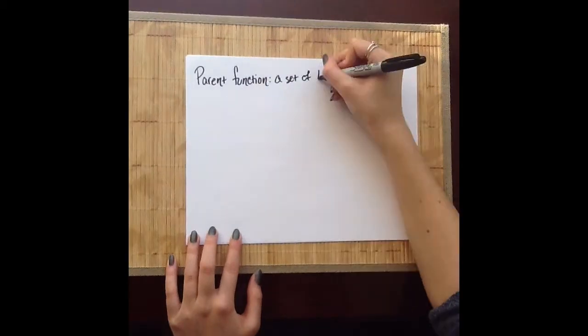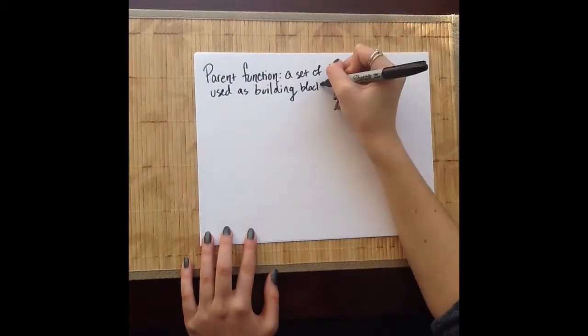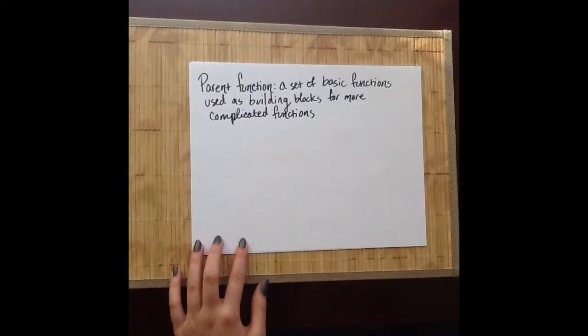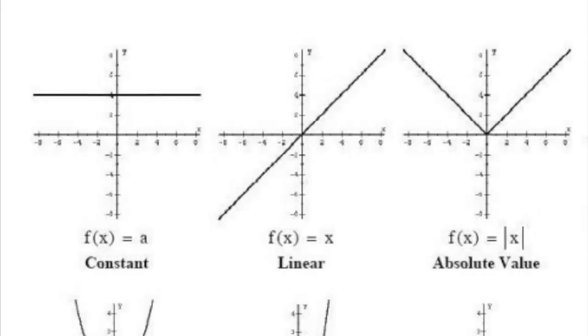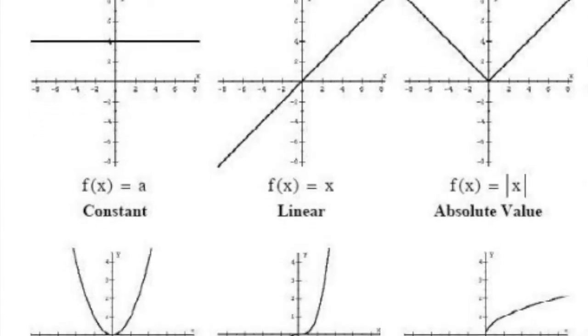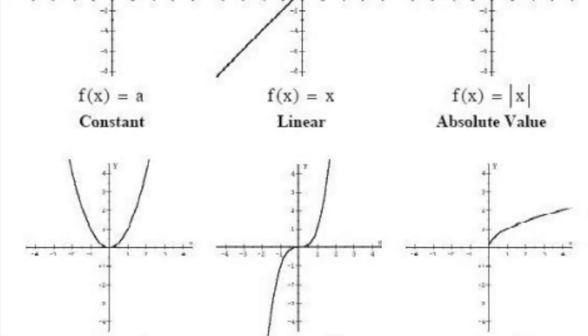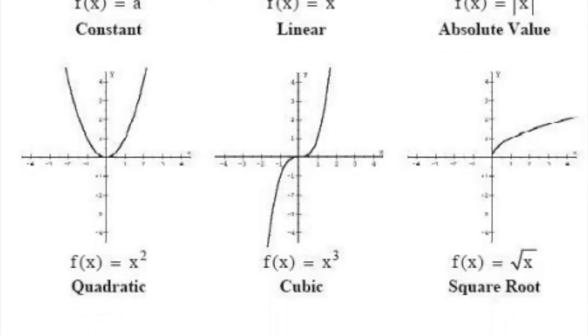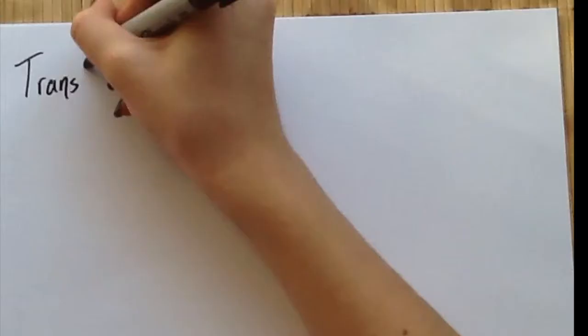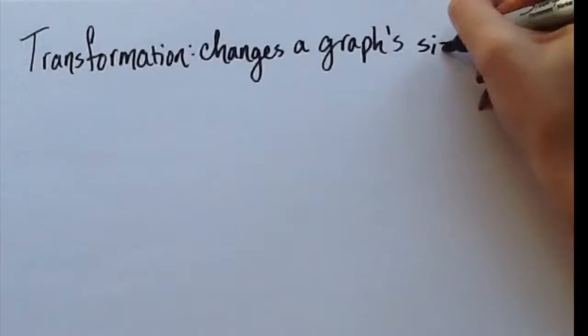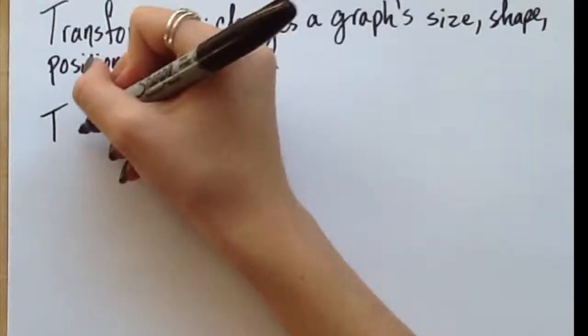Parent functions are a set of basic functions used as building blocks for more complicated functions. There are 6 types of parent functions: constant, linear, absolute value, quadratic, cubic, and square root, and you should have all 6 memorized. A transformation changes a graph's size, shape, position, or orientation.